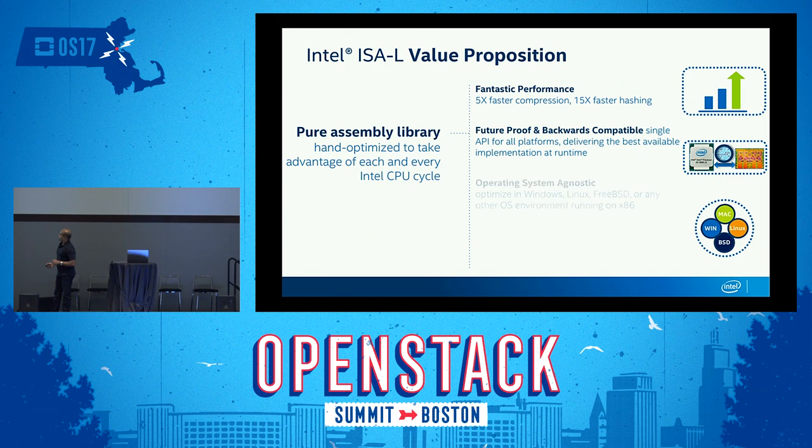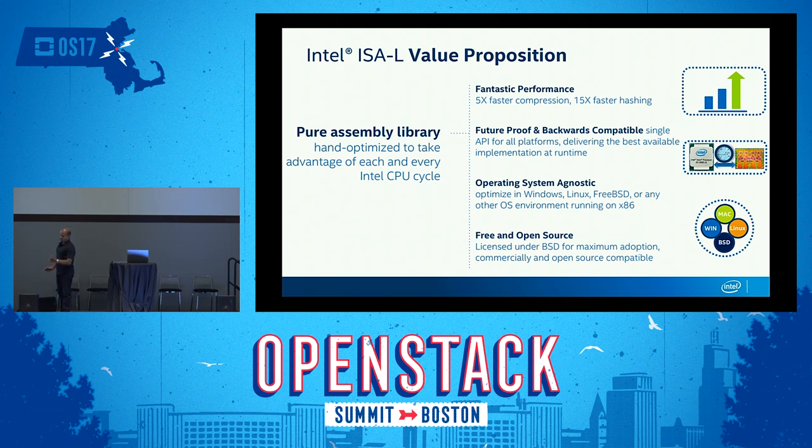Let's talk about some more details. It is a pure assembly library. It's hand-tuned. Although it's open source, it's written in assembly. It has C, C++ bindings. So in many cases you can simply replace your gzip based compression calls in your storage stacks or applications with ISIL based compression. The same applies to encryption. The other primitives might take some work, but if you can parallelize your workload, ISIL can help a lot.